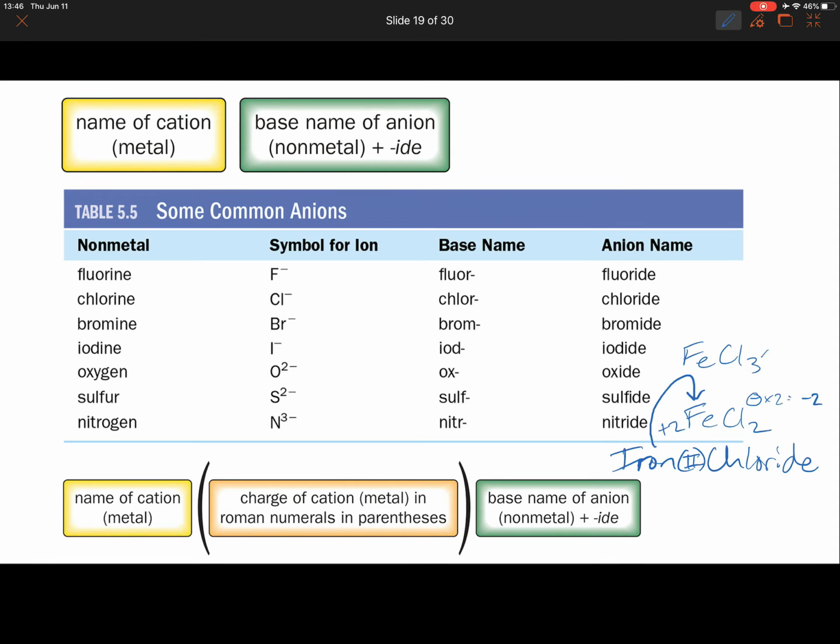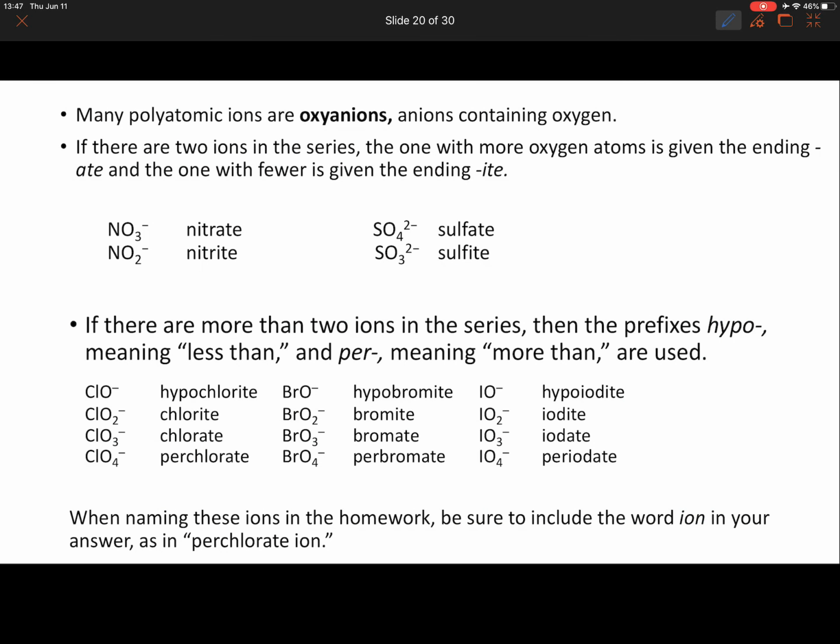Over here, this 3 tells me that there's -3 charge total over here, and so this has to be +3. So that's how you figure out which metal is which.